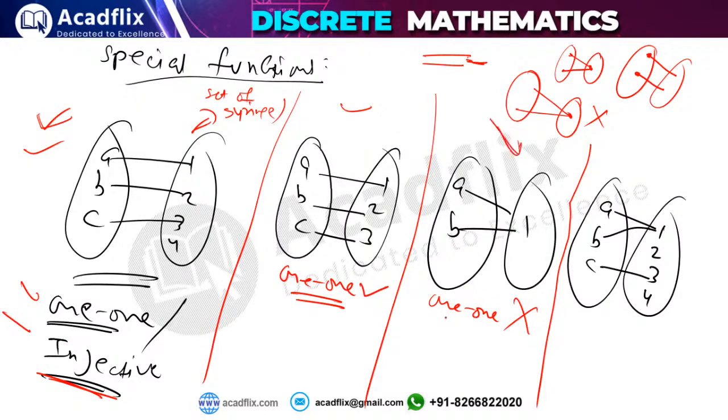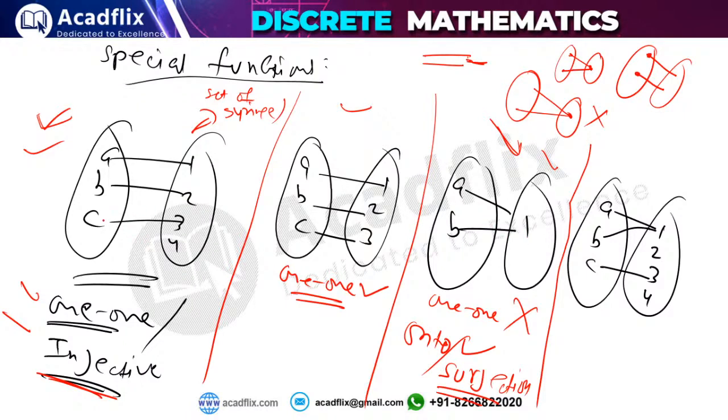But this function has one property. What is that property? In this function, every element of the codomain has a pre-image. So this is onto. This is called onto. Another name for onto is surjective, or surjection. Surjection means surjective, because every element of the codomain has a pre-image.